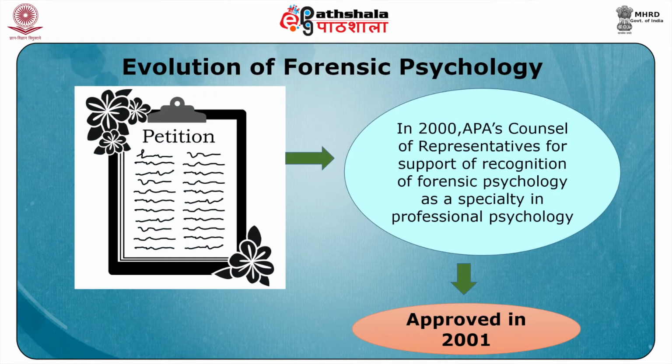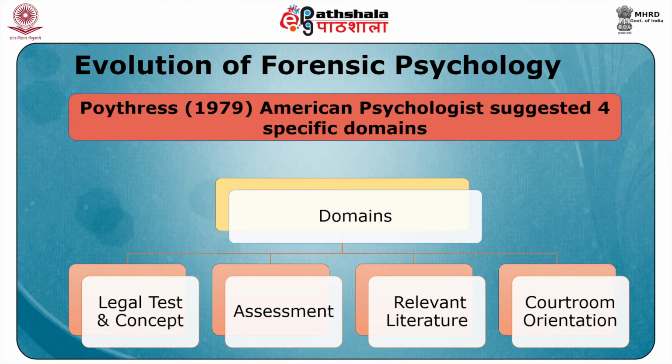In 2000, a petition was submitted to the APA in support of recognition of forensic psychology as a specialty in professional psychology. In August 2001, the APA Council of Representatives formally approved forensic psychology as an area of specialization within the field of psychology. In one of the earliest attempts to describe forensic psychology as a specialization and simultaneously identify training needs, Poythress wrote an article appearing in the American Psychologist, suggesting that specialized training be provided in four specific domains. These included legal tests and concepts, assessment, relevant literature, and courtroom orientation.